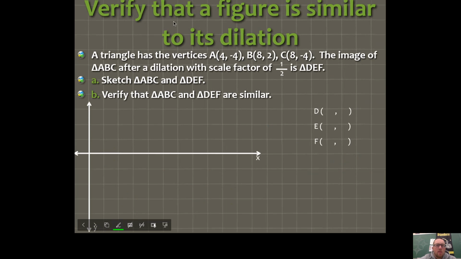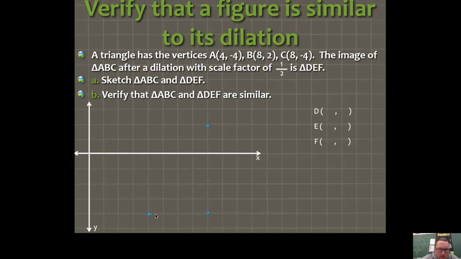We'll do this last one here. Verify that a figure is similar to its dilation. So we have a triangle with these ordered pairs. Notice how it's not plotted. So we'll do that. We'll put A at 4, -4. We'll put B at 8, 2. We'll put C at 8, -4.